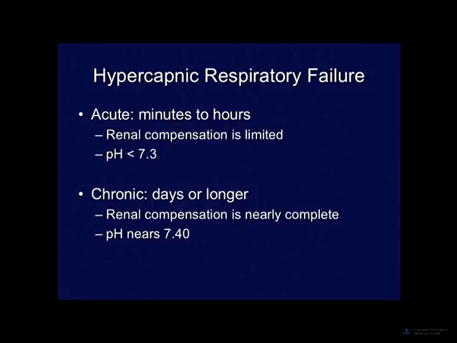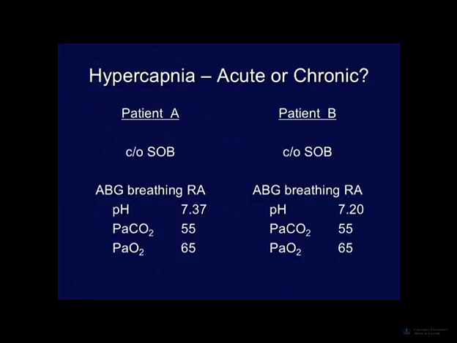You never completely match it, so you never get up to 7.4. If you have a primary acidosis, your compensation will get you close to your normal pH, but not quite. So you may see someone in the high 7.3s range. But that's more of a sign of someone who has chronic hypercapnic respiratory failure. So let's take two scenarios and see if we can distinguish acute or chronic.